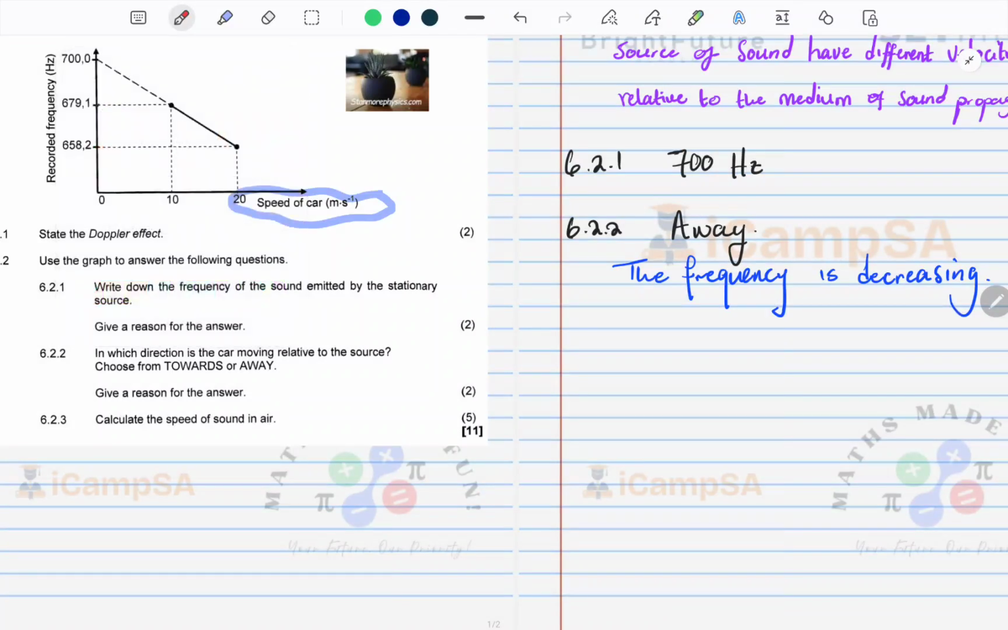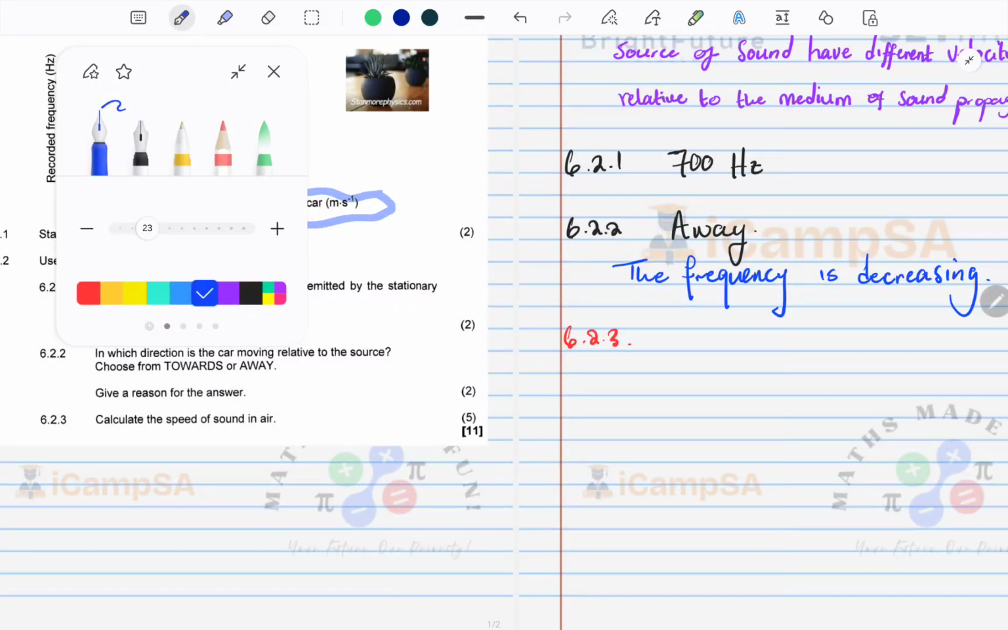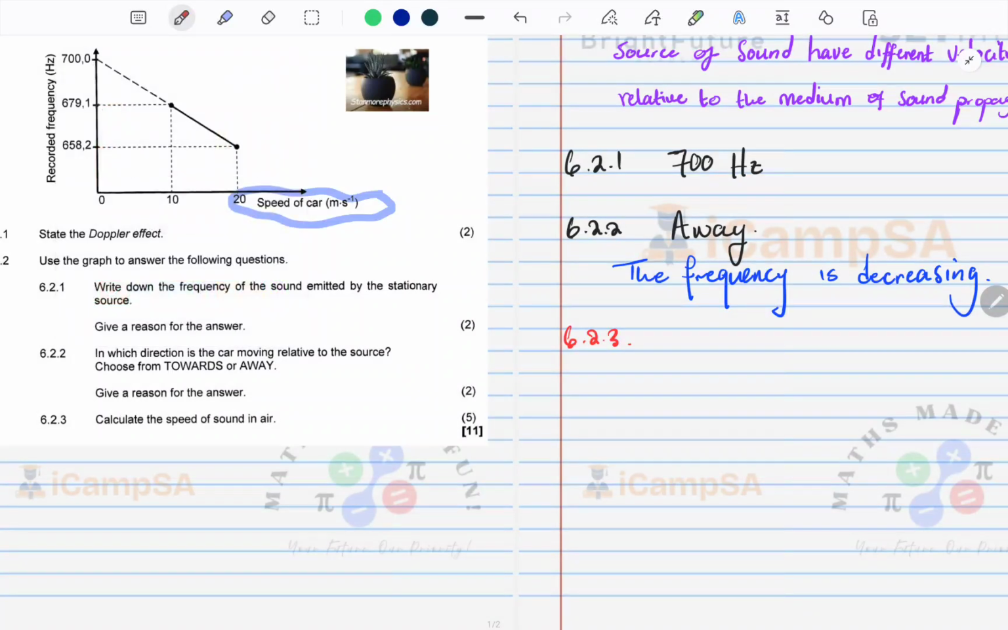And then the last question here is asking us 6.2.3. So the last question is asking us calculate the speed of sound in air. Okay, the speed of sound in air. So now let's see how we calculate it. Right, first of all, what we need to do here is let's go get our formula for the Doppler effect. So that would be to calculate the frequencies.